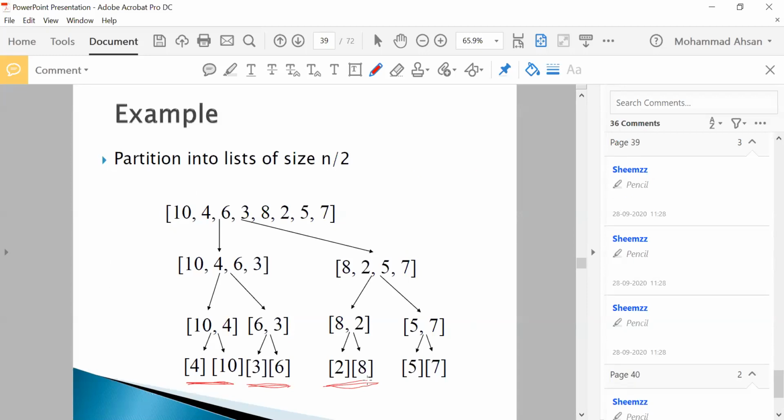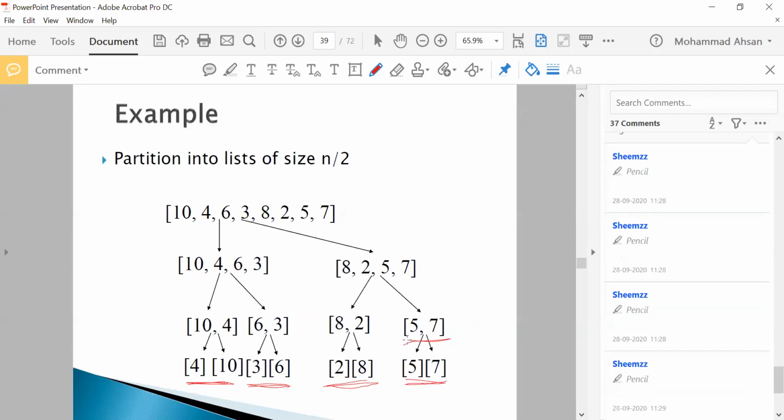Okay, they've written it wrongly here. It is 8 and 2, so it will be 2 and 8. 5 and 7 is 5 and 7. Let's forget about the lower order here. If you look at this level, first you'll compare 10 with 8. 8 is smaller, so 8 goes first in your resultant array.